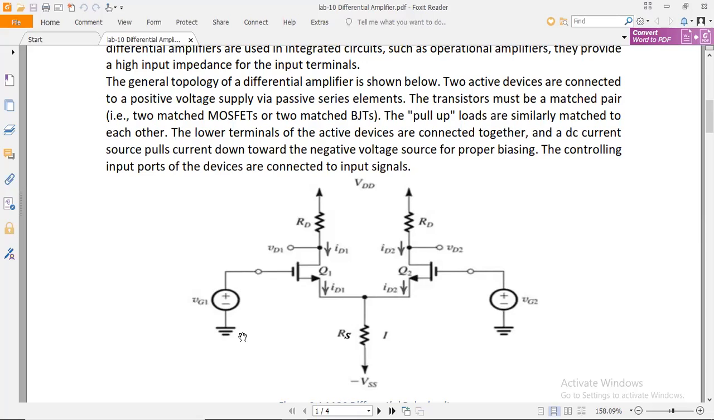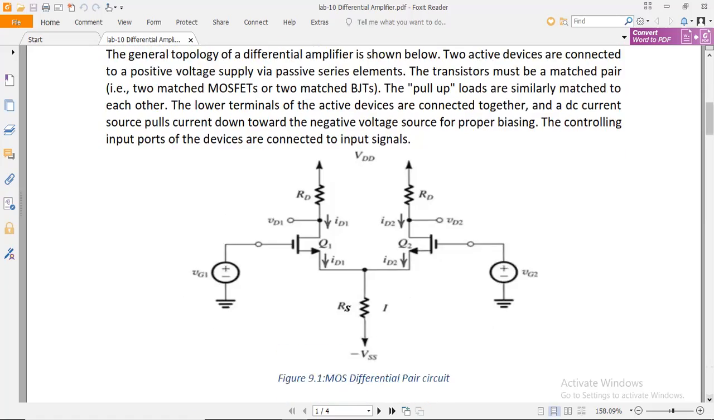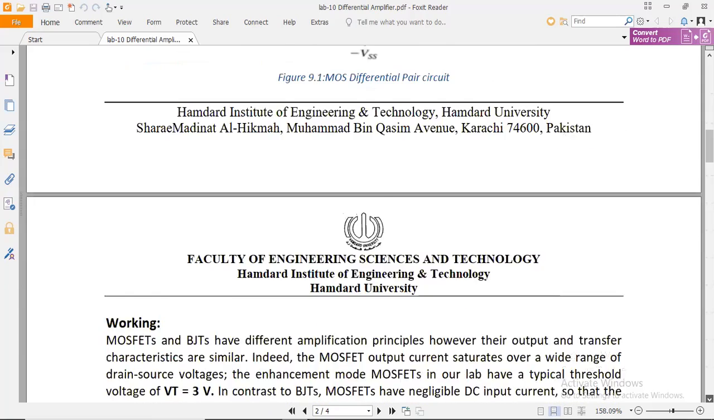In the same circuit that you can observe here, the supplies are connected at the gate side of the MOSFETs, and the output voltage can be measured at this level, and this is the negative biasing circuit which is provided here. The controlling input ports of the devices are connected to the input signals. The same circuit can be made in simulation in Multisim.